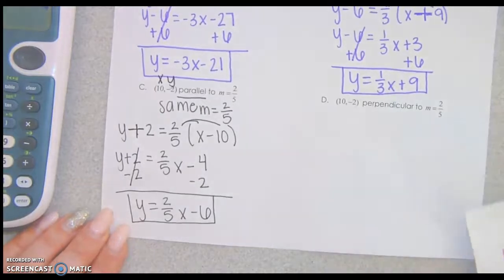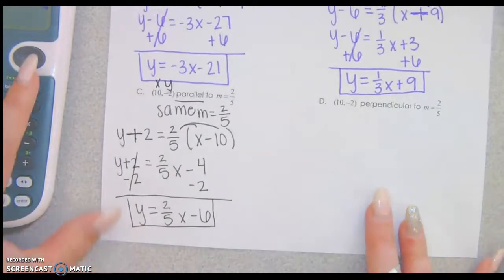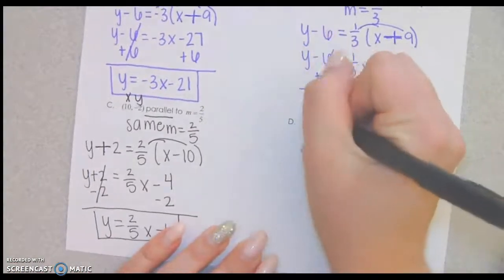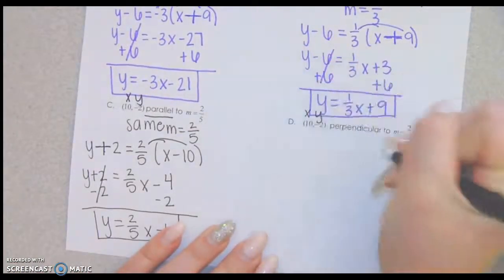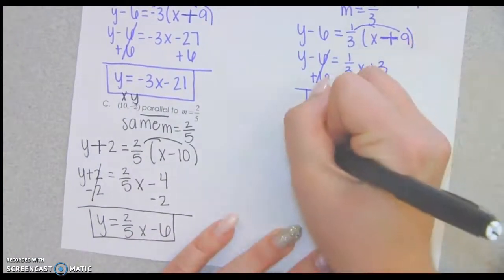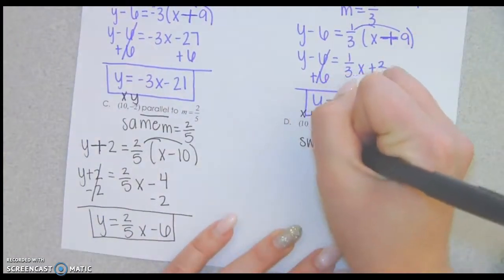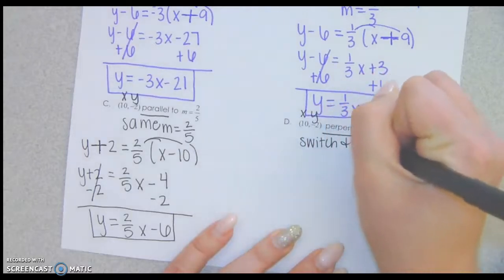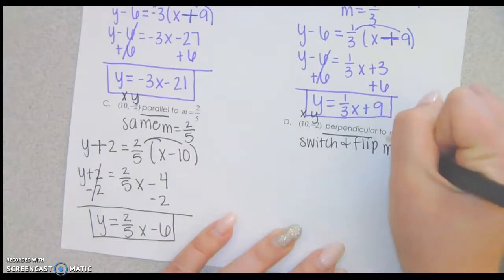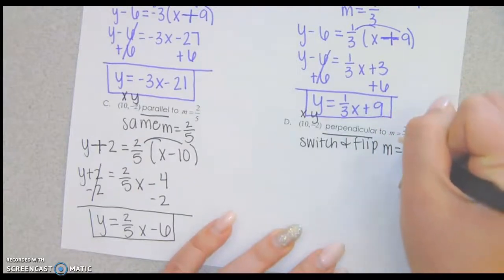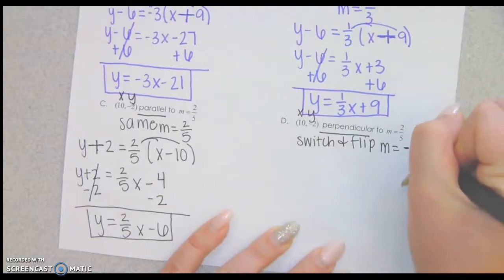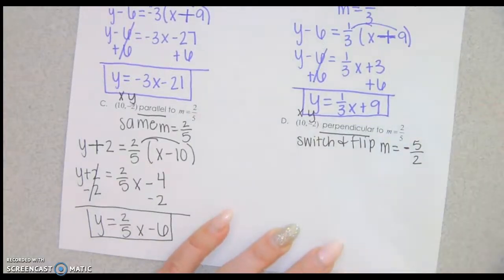All right, on D, we are doing the same thing. We are just finding the perpendicular line. So we have our x and y. Perpendicular means switch and flip. So if our m is 2/5, we switch it, it's going to be negative, and we flip it, 5/2.